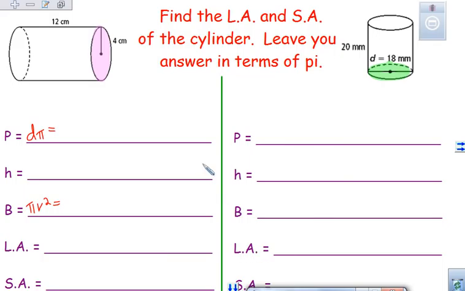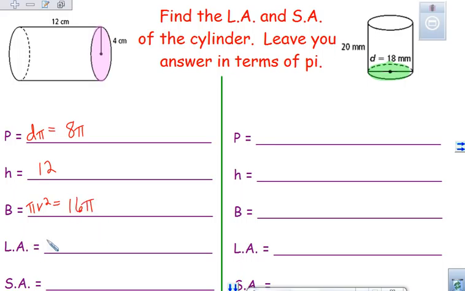In these two examples, I have shaded in the base, so we need to find the lateral area and the surface area of the cylinder. Leave your answers in terms of pi. So the perimeter is the same thing as the circumference, so that's diameter times pi. So that is 8 pi. The height of this cylinder is 12. The area of the base is going to be 4 squared pi, which is 16 pi.